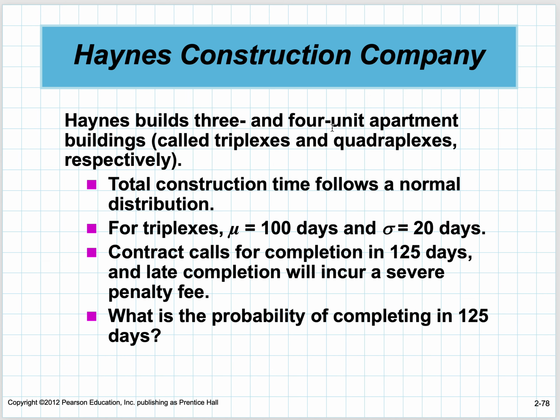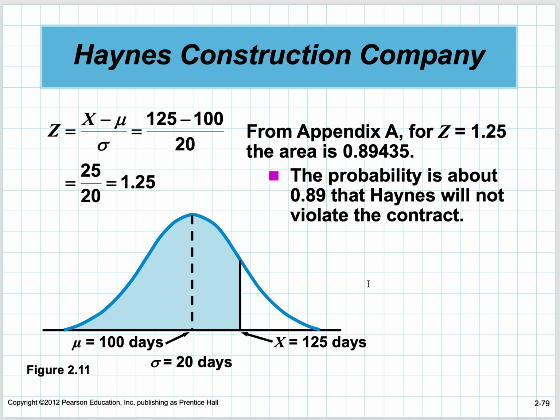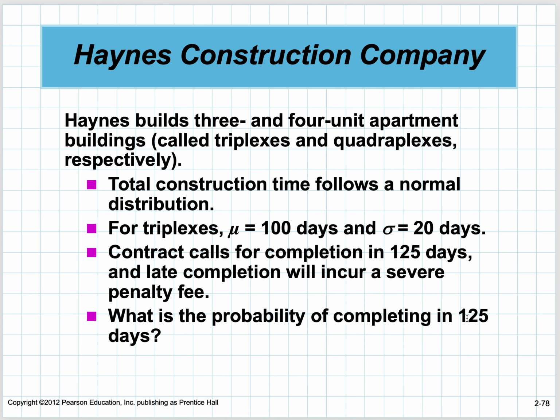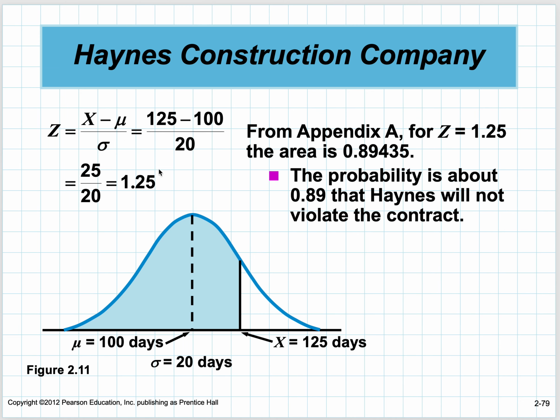So here, Haynes builds 3 and 4-unit apartments called triplexes and quadruplexes. Total construction time follows a normal distribution. For triplexes, and that's what we're talking about here, the mean is 100 days and the sigma is 20 days. The contract calls for completion in 125 days, and late completion will incur a severe penalty. What is the probability of completing the triplex construction in less than or equal to 125 days? Well, they do that z transformation, so now they get 125, and they look it up and calculate it, and it comes out 0.8943, but we can do the same thing.